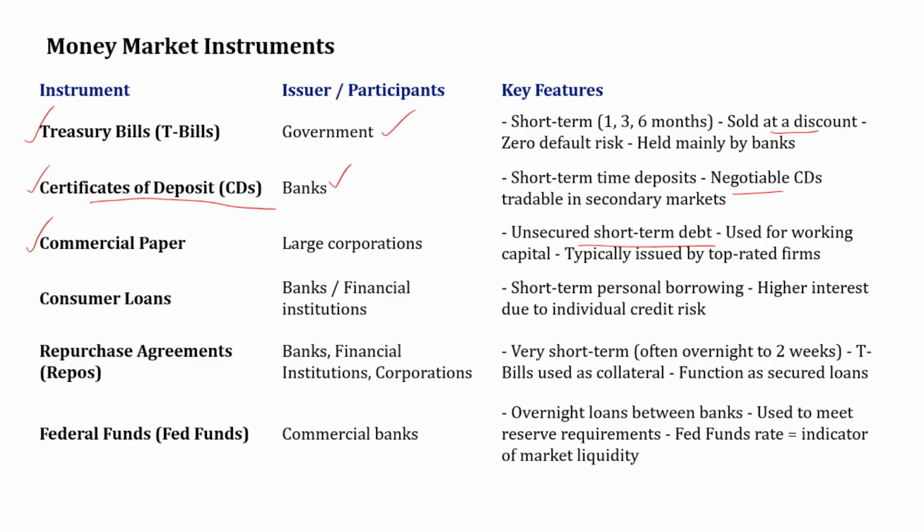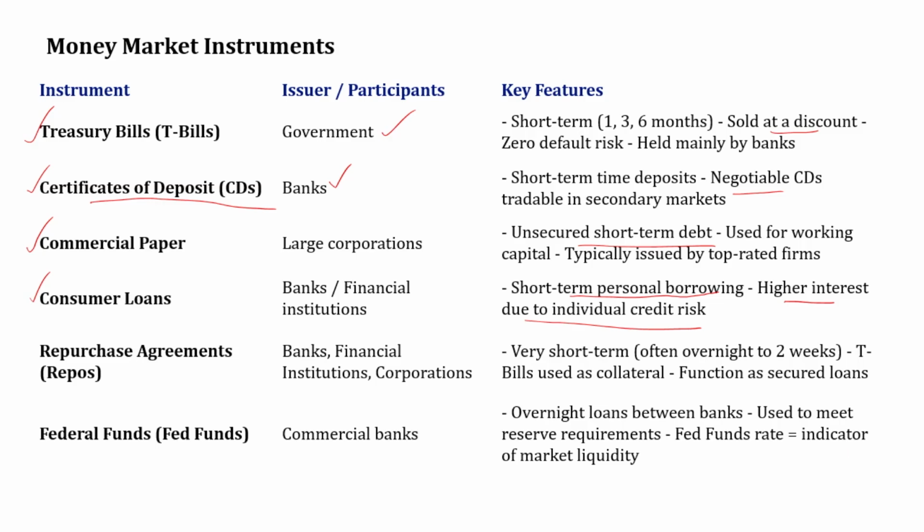Then moving to the fourth money market instrument, this is called consumer loans. These are short-term loans extended to individuals by banks or financial institutions. Due to high individual credit risk, these loans typically carry higher interest rates compared to other money market instruments.